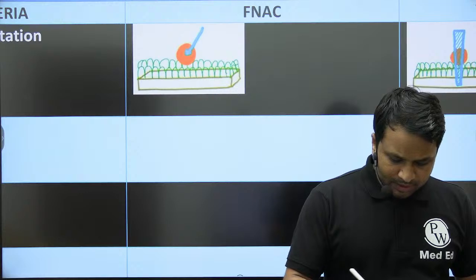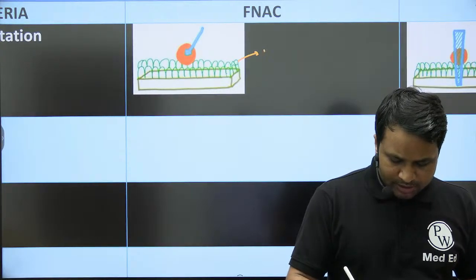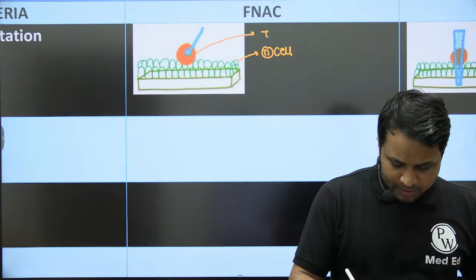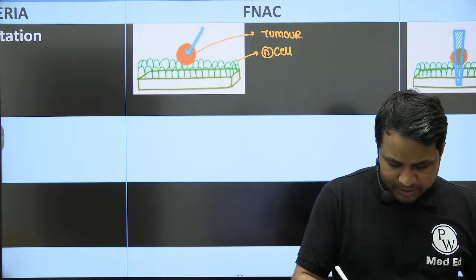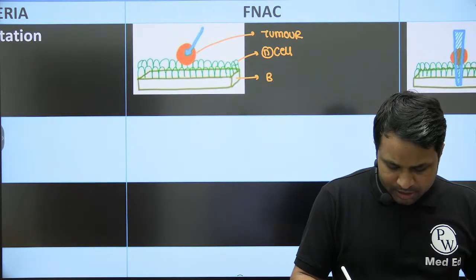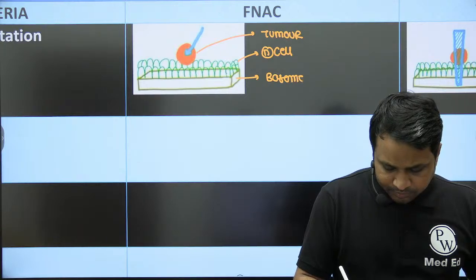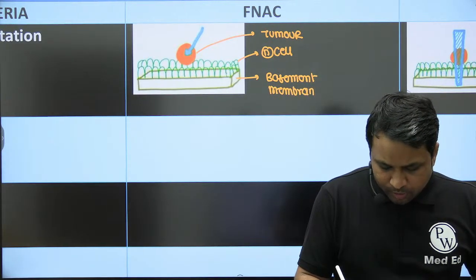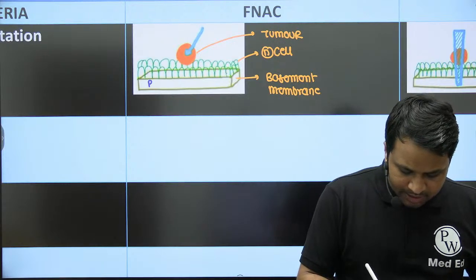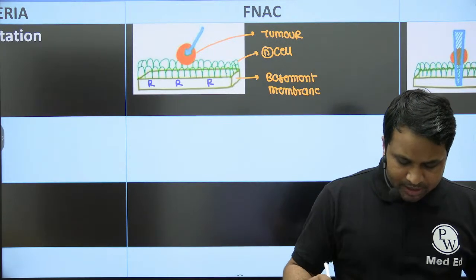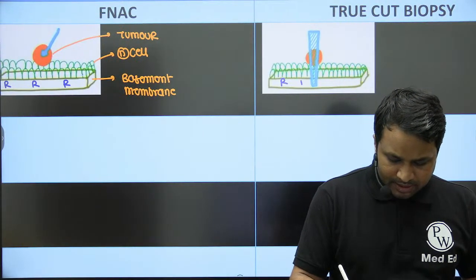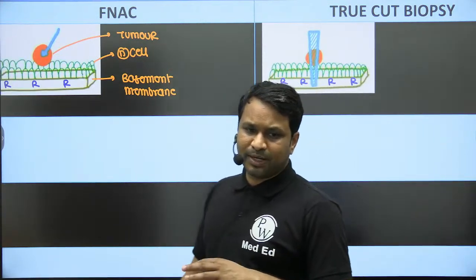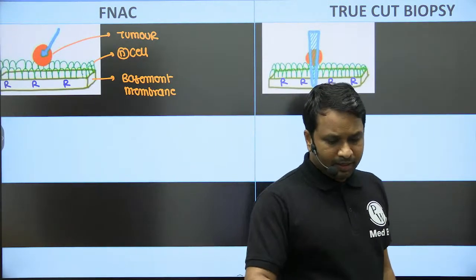The green one is what we call the normal cell. The orange one is the tumor or the neoplasia, and this is your basement membrane. Normally whenever we talk about receptors, the receptor status is embedded in the basement membrane, right? So ER, PR, HER2 neu gene status, everything will be embedded in your basement membrane per se, right?